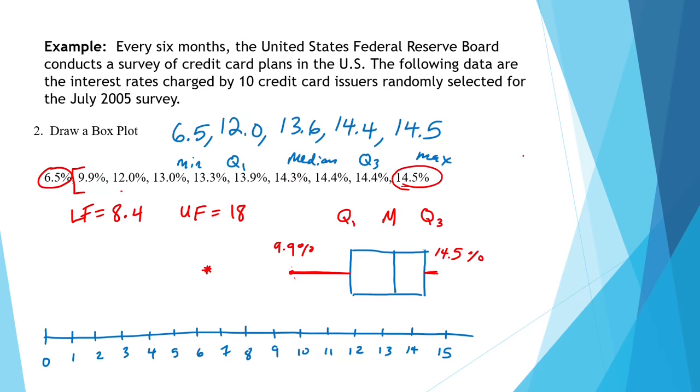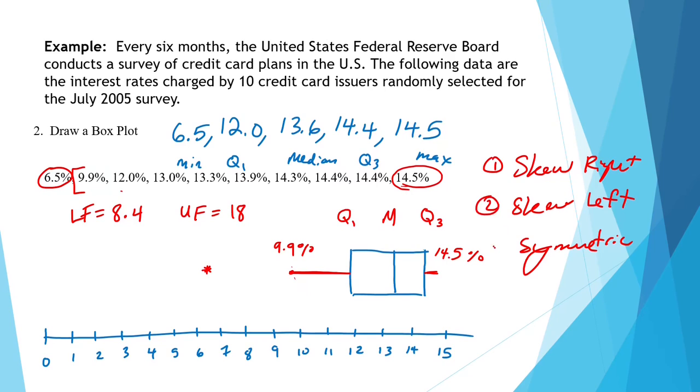A quick question for you. What do you think the shape of the distribution looks like? Is it skew right? Is it skew left? Or is this pretty much symmetric? So take a moment to think about that. Is the distribution skew right, skew left, or roughly symmetric? The correct answer is the distribution is skew left. It is skew left because the tail is much longer on the left side, especially with this outlier at 6.5.